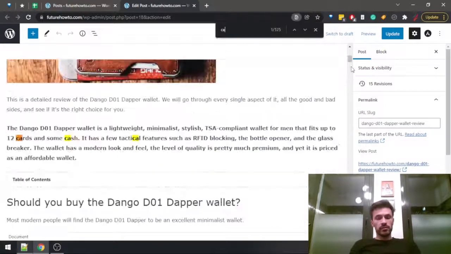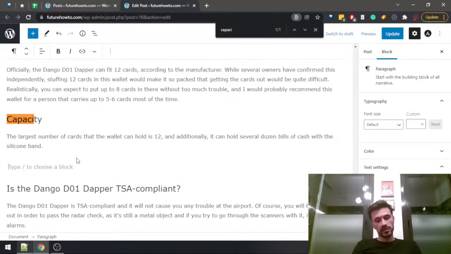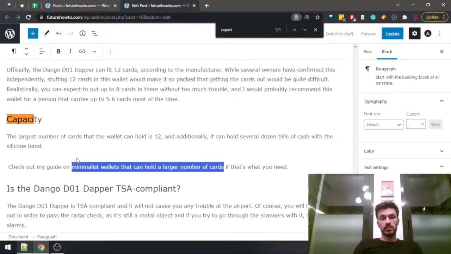But if I were to do it, just to show you, maybe I would do something like: if you need a minimalist wallet, or maybe check out my guide on minimalist wallets that can hold a larger number of cards, if that's what you need. And maybe I would do it like this. Yeah, okay.